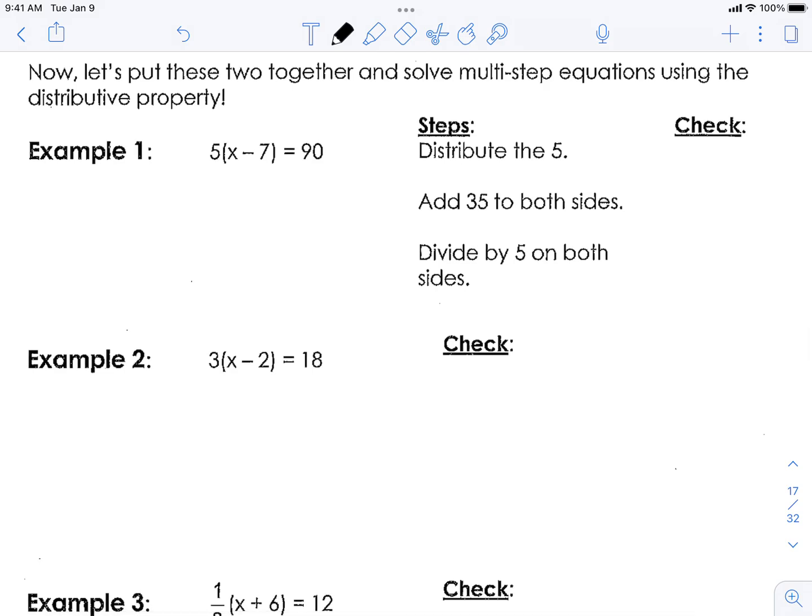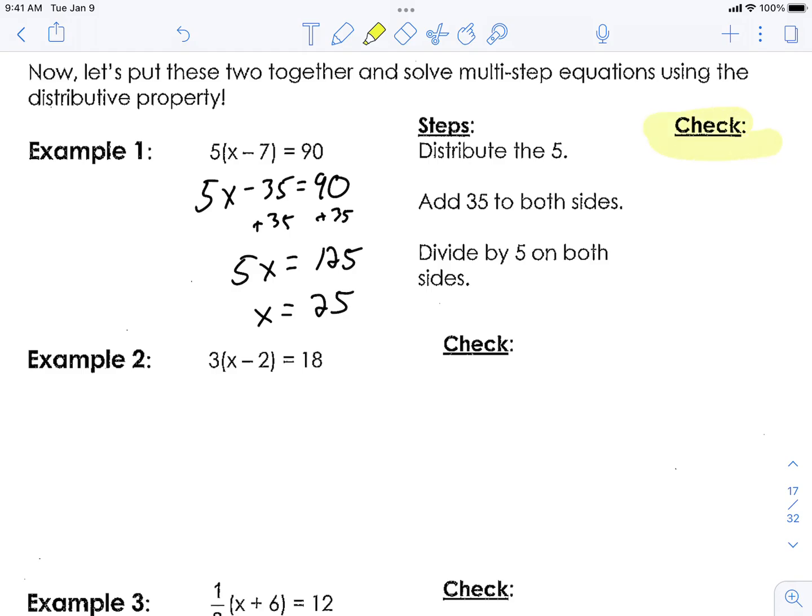So if we have an example like number 1, we want to distribute first. We want to get rid of those parentheses. So we will distribute the 5. And now we're back to just a two-step equation. So all we did was distribute, and now we're back to the last section stuff. Add 35 on both sides. And divide by 5 on both sides.